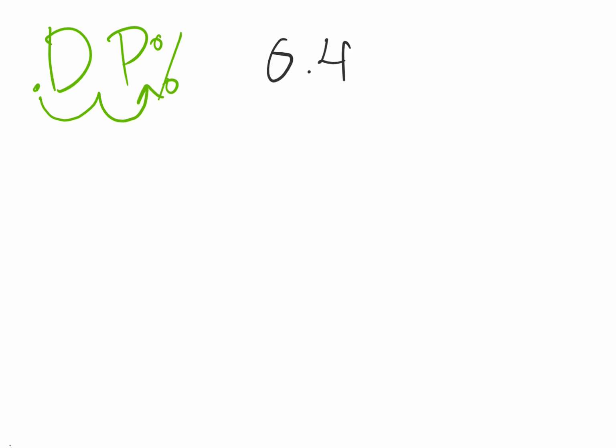So in this example for 0.4, you start at the decimal and you move it 2 places to the right. Then you add your percent sign. The only difference here is there's this empty spot here, and that's where you put a 0. So for 0.4, our percent becomes 40%.